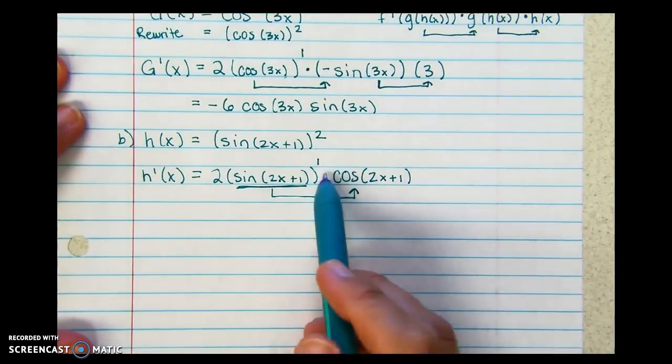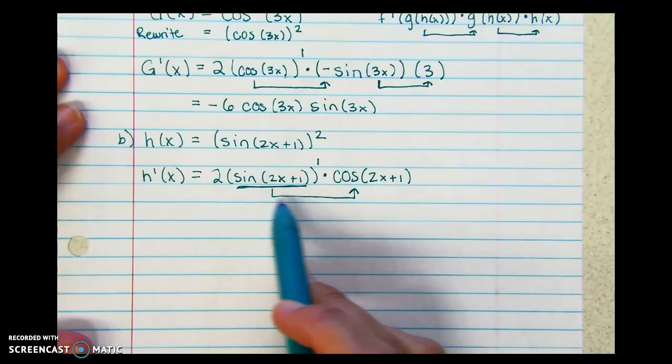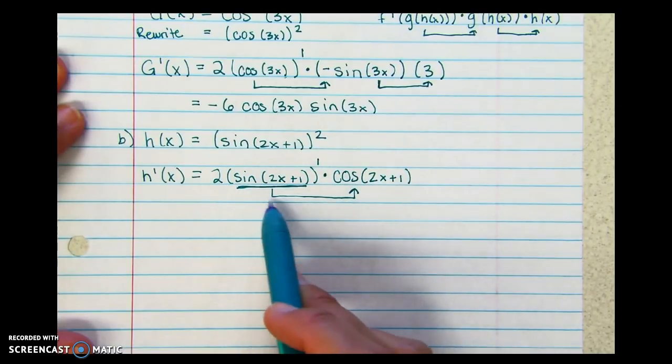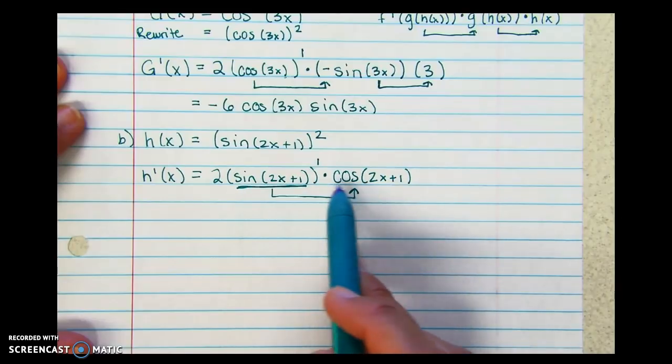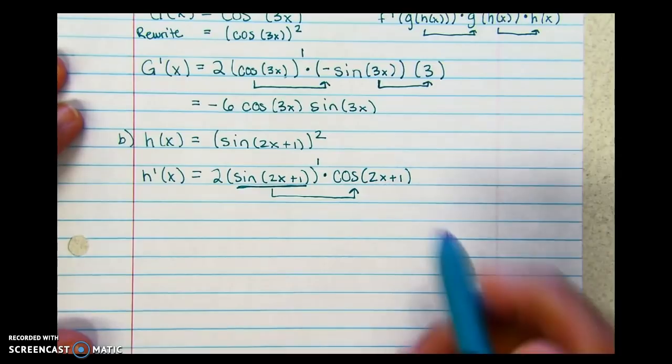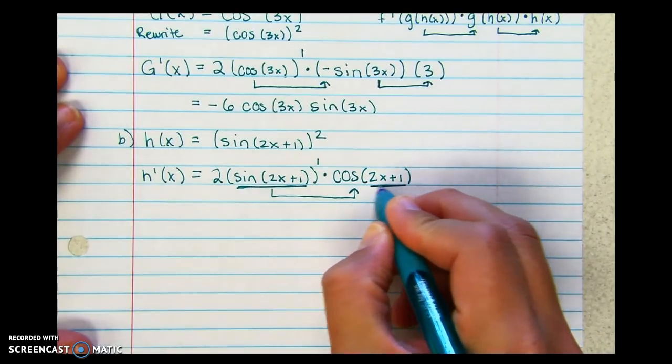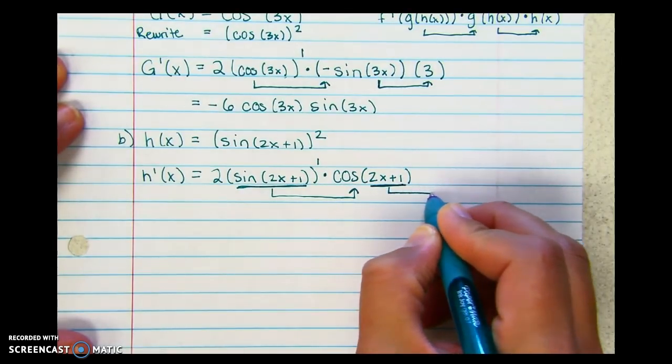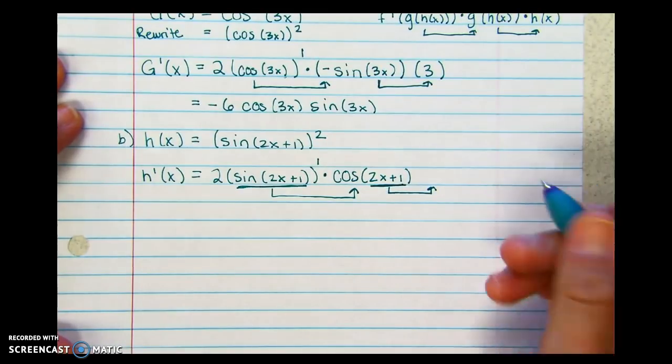So we did the power rule. 2 came down in front. The inside stayed the same. Now we're multiplying by the derivative of the inside. Derivative of sine is cosine, but the inside of that stayed the same for the second step. Now we're going to multiply by the derivative of our innermost. And what's the derivative of 2x plus 1?